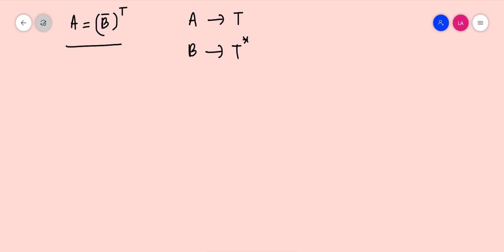Recall the definitions of matrices. So a matrix is called Hermitian.